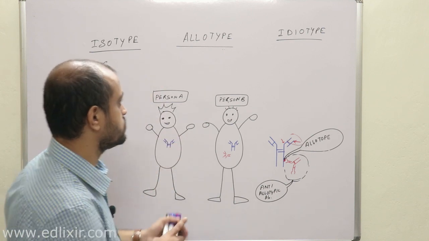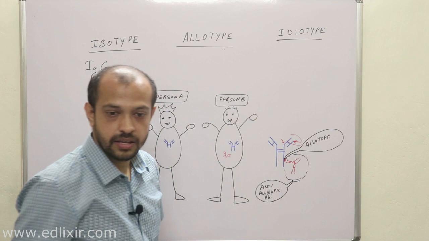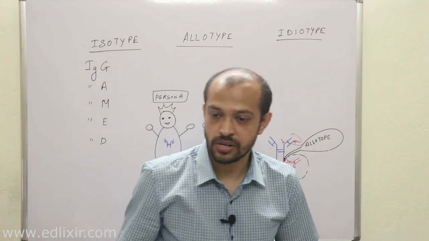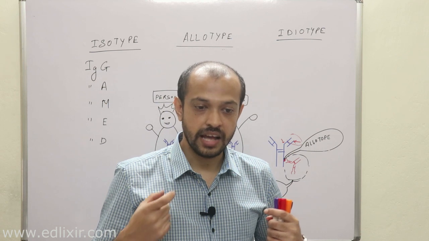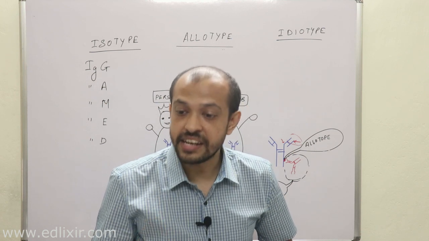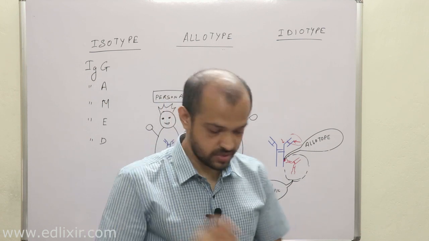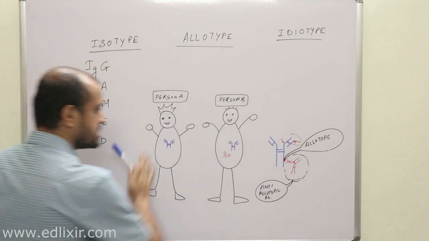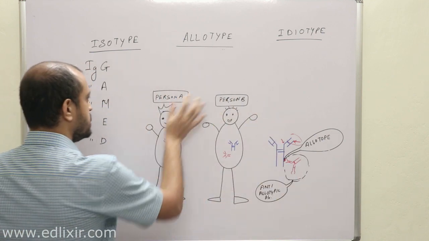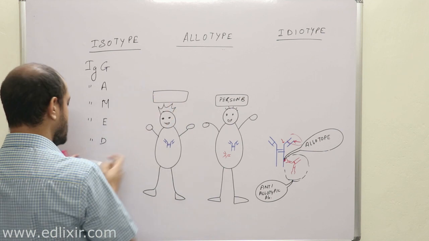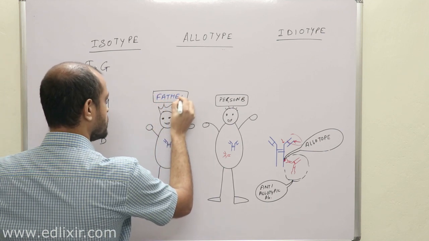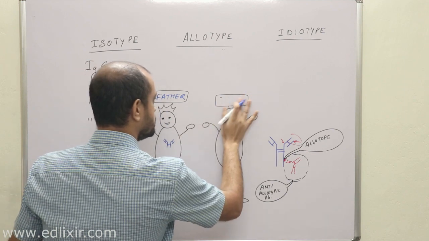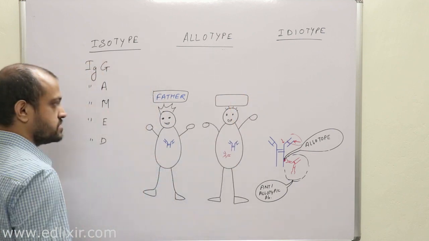Now listen with all your attention. What is idiotype? Idiotype is the antibody which is produced when you are introducing an antibody to a related organism. That means what? In this case, this whole thing remains the same. Now suppose person A is your father, and you are person B.